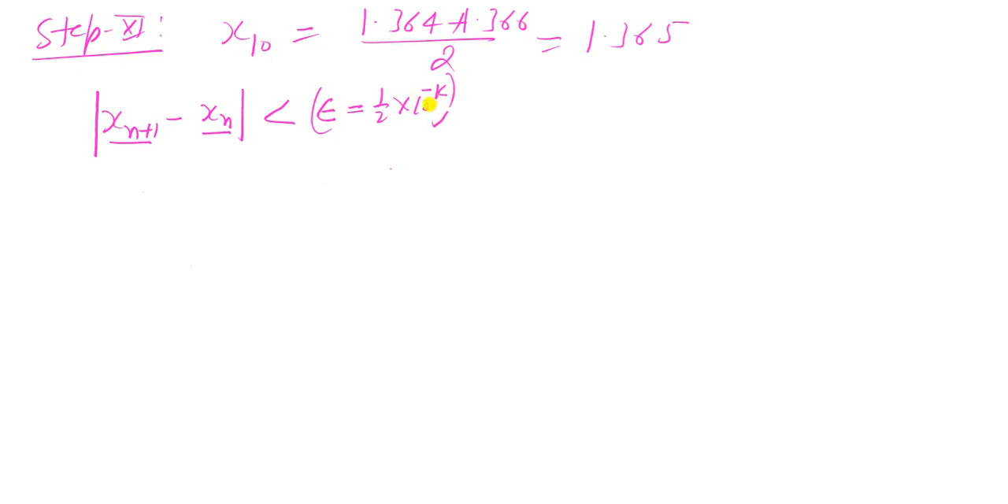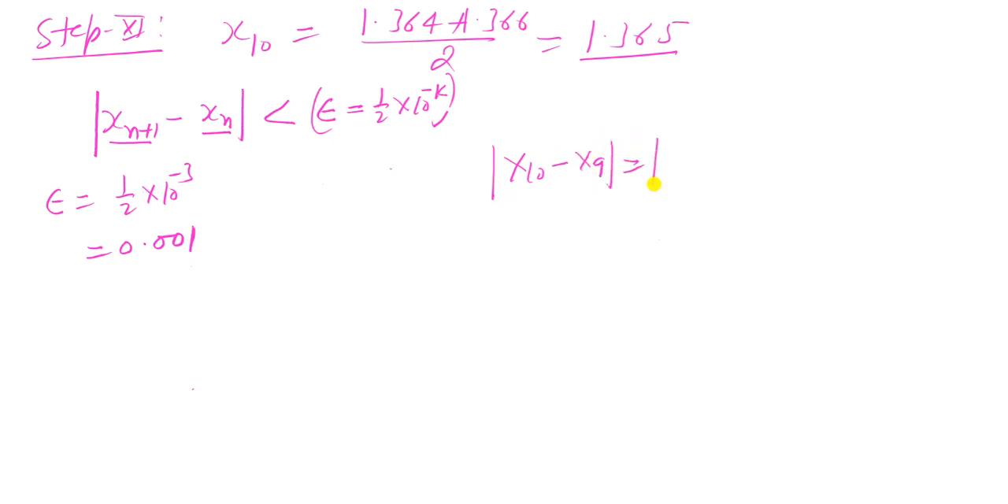So here this error is equal to 1 by 2 into 10 to the power minus 3, because we want to compute the desired root correct to 3 decimal places. So this value is equal to 0.001. So in that case, here we compute the 10th approximation, that is x10, and in the previous step the 9th approximation, that is x9.